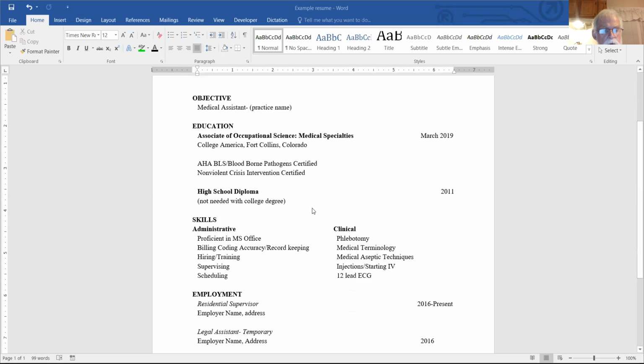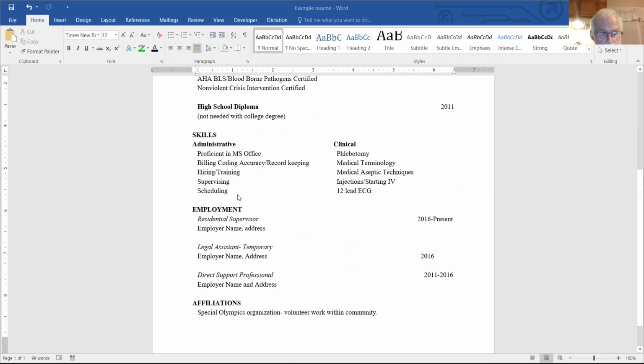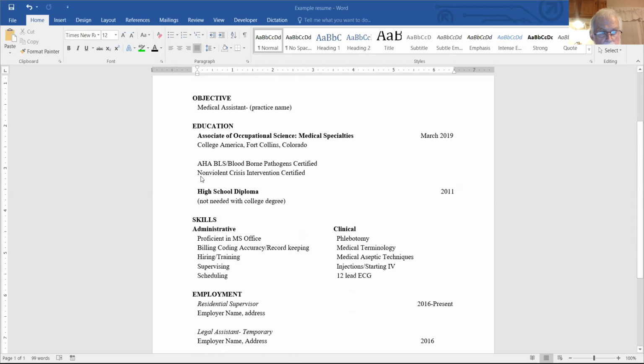Education, college first. High school diploma is not needed if you have a college degree. If you have a college degree, the assumption is that you either have a high school diploma or a GED. So this person is also saying that she is bloodborne pathogens certified. You can also state that here, or it can be down in the skills and qualifications section as well. Nonviolent crisis and intervention certified, depending on the position, that might be important.